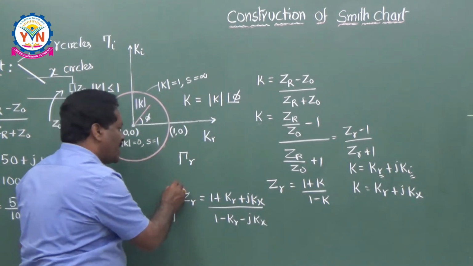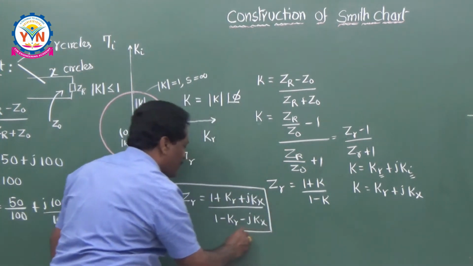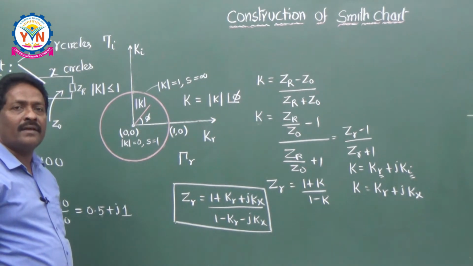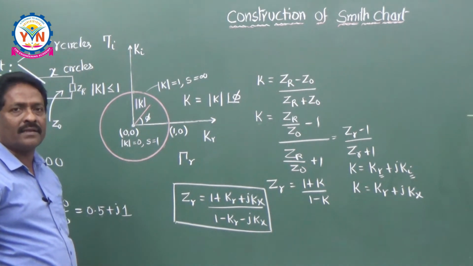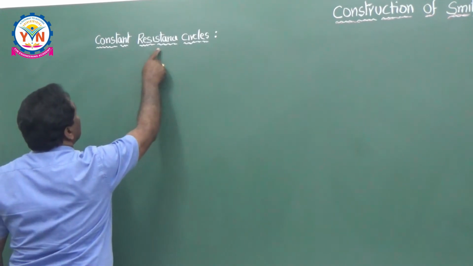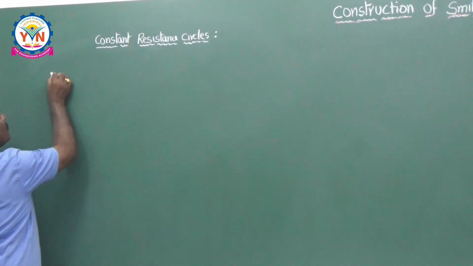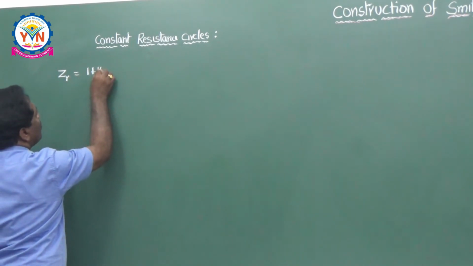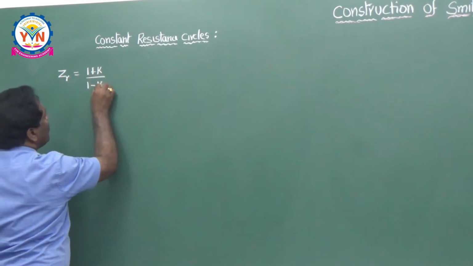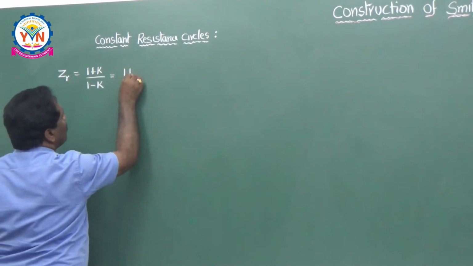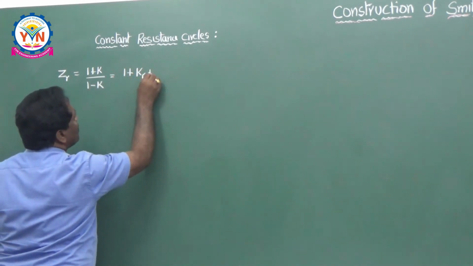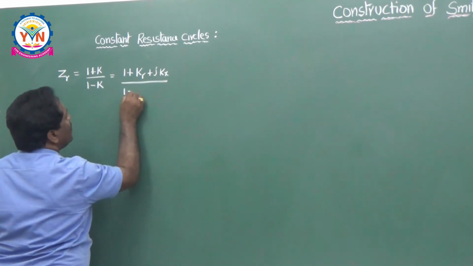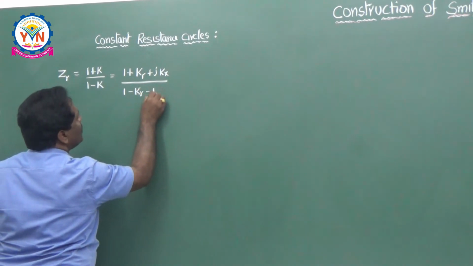So this impedance equation I would like to take as a basis equation for the construction of R circles as well as reactance circles, X circles. For the constant resistance circles, just now I told you the normalized load Zr is equal to (1 plus k) by (1 minus k), where k is a complex number. That's why I can write 1 plus kr plus j kx divided by 1 minus kr minus j kx.